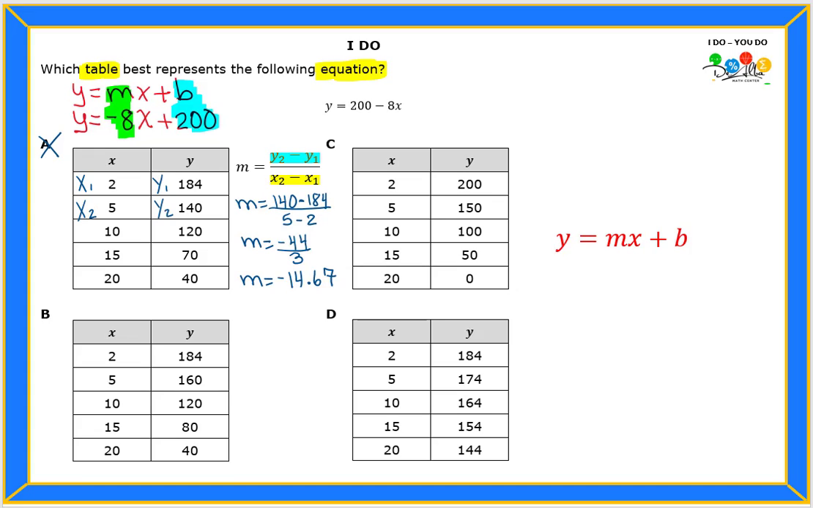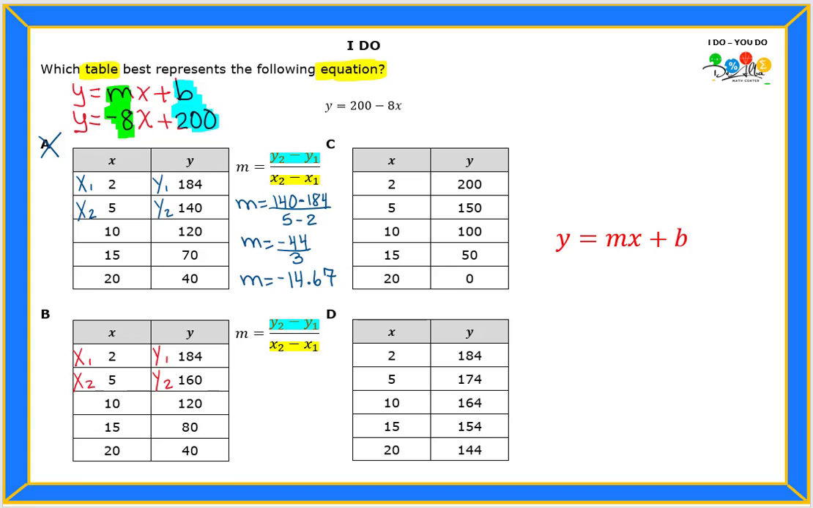Okay, let's go ahead and take care of answer choice B. I am going to use the same formula for a slope. You might want to write it down while I start writing the labels. The first point is 2 and 184, so I will write down x sub 1 and y sub 1. The second point is 5 and 160, so that will be x sub 2 and y sub 2.